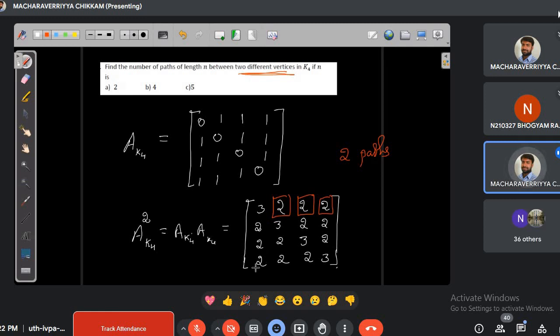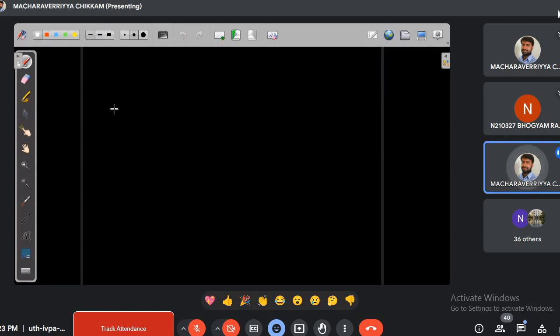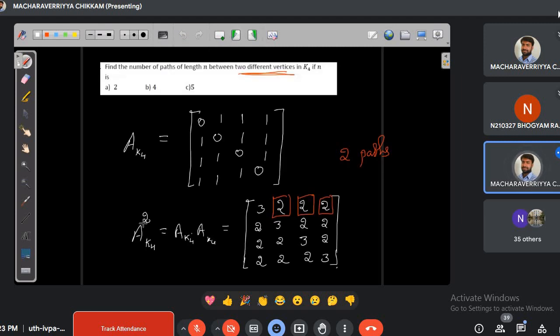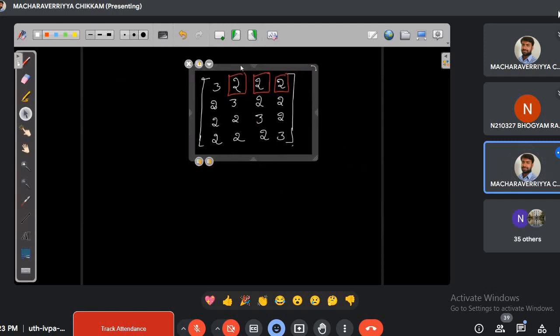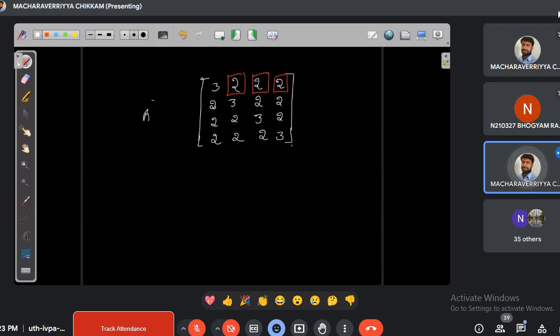So now they are asking about a path of length 4. Now I need to multiply A squared 2 times, A squared into A squared. So now we need to write A power 4, right? For that I need to know what A squared is. So let me copy. So this is A squared. Okay, now let me find what A power 4 is.